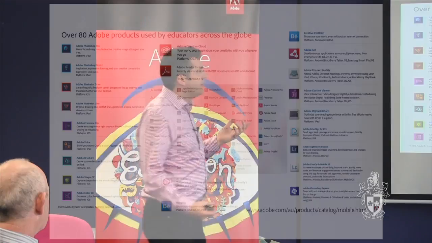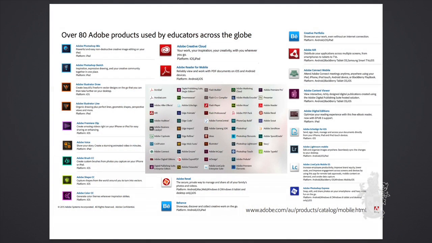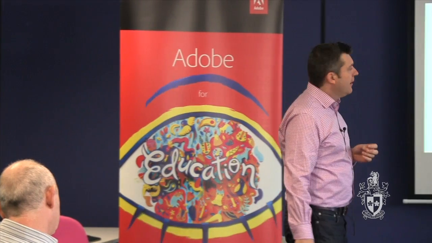And when it comes to Adobe stuff, all of the apps that you can see around the outside there, they're all free. They don't cost a cent. And all of them are available on iPad, iOS devices. About half of them are available on Android.